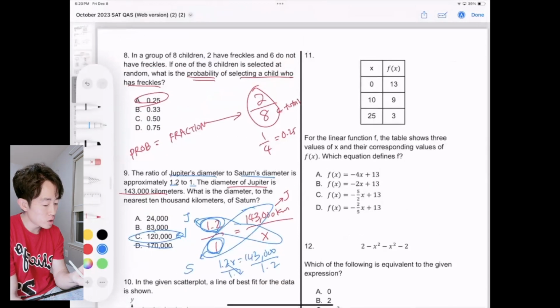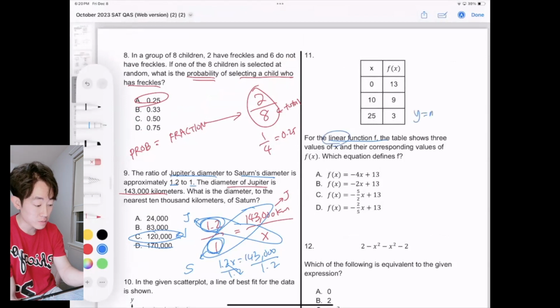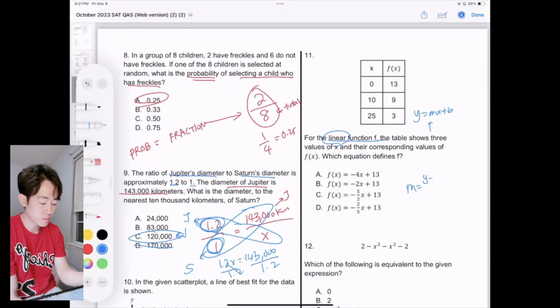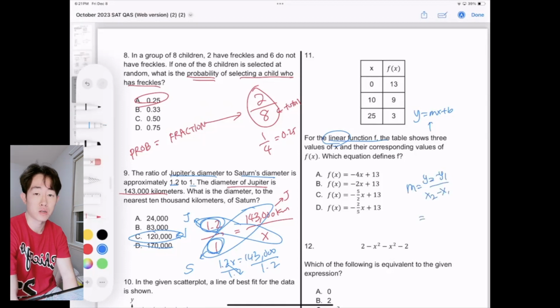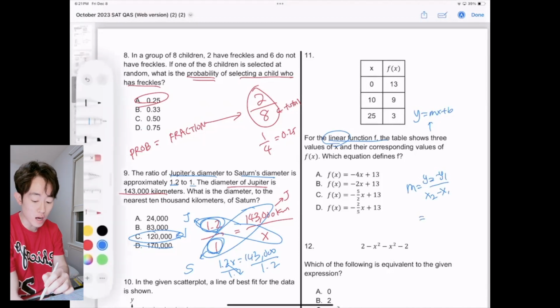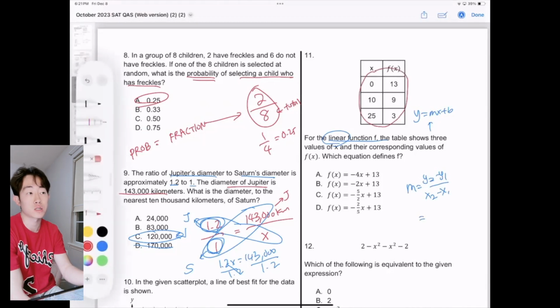11, for the linear function f, the table shows 3 corresponding values. Okay, so we want to find out the equation of a line, y equals mx plus b, from a table. All right, so the first thing is to figure out the slope. I found out that a lot of students don't really know how to find slope properly, which is gravely concerning. y2 minus y1 over x2 minus x1. They know the formula, but they don't know how to apply it on a table format, which is what's troubling me. So we have 2 y values here.